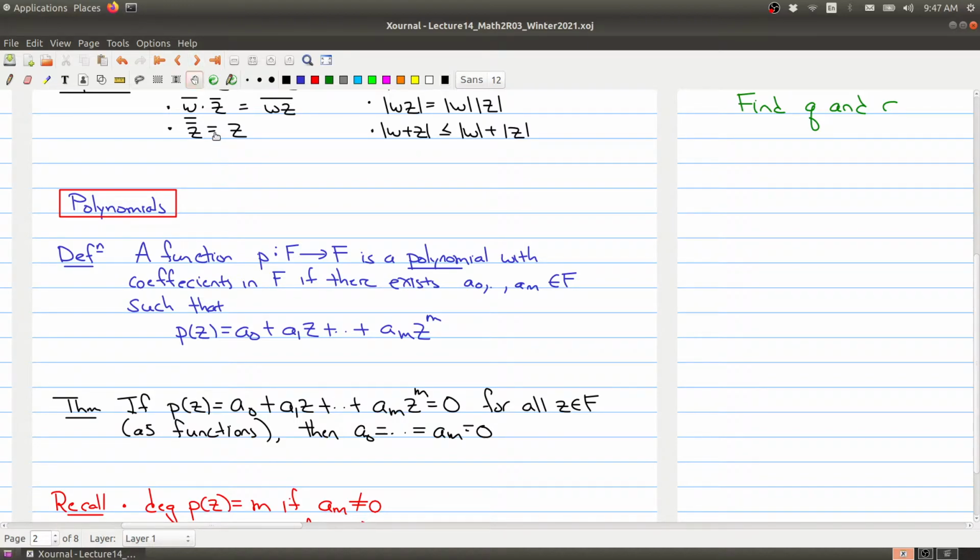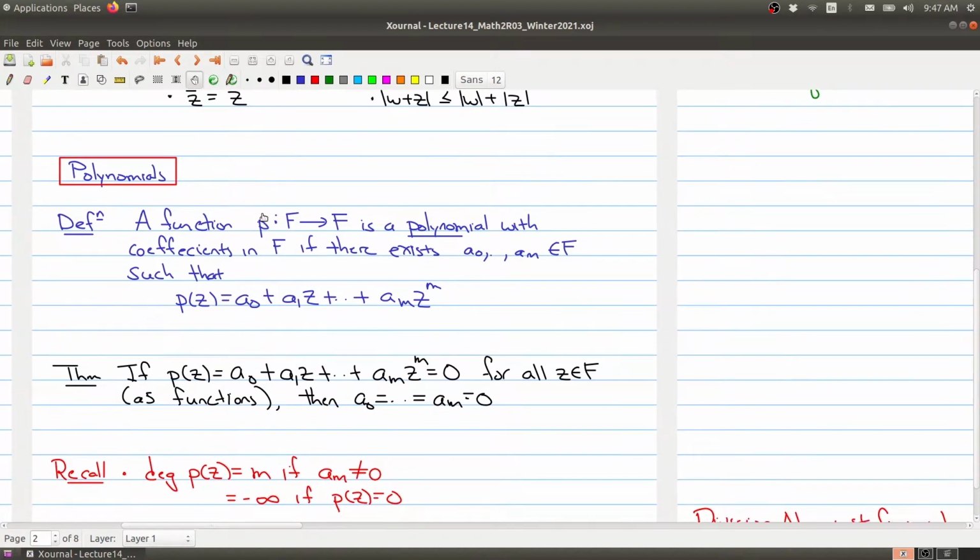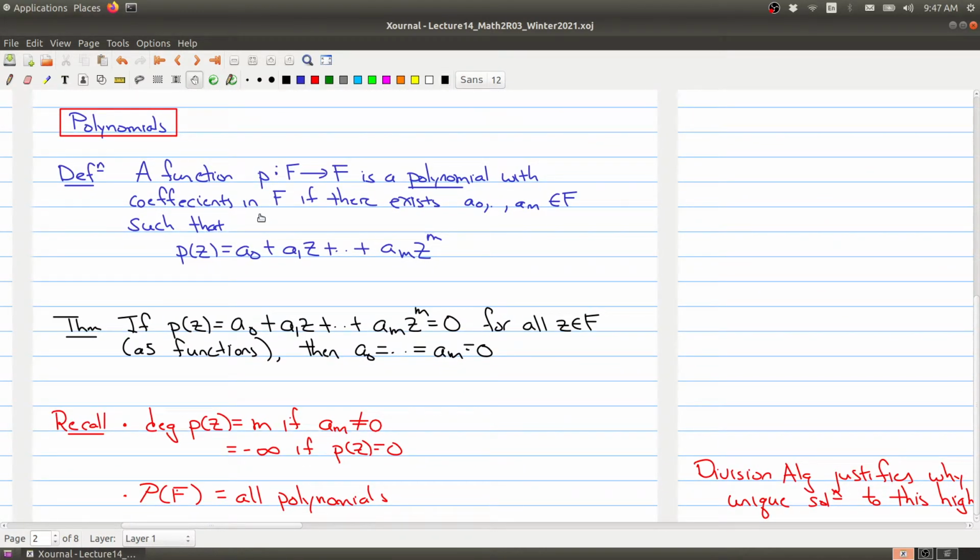And these functions have shown up in the course. So far in this course, we've seen them as vectors inside of a vector space, but we also want to think of them as functions, like the viewpoint that you take in calculus. So one theorem is that if you have a polynomial and it equals 0 for all z in the field, okay, so I'm saying as functions.